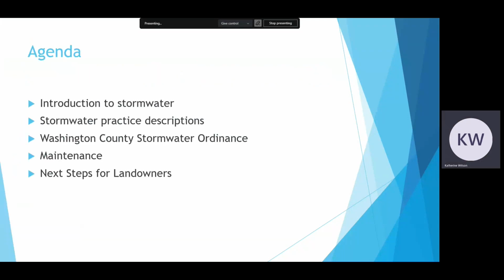Okay, so the agenda for this meeting is we're going to introduce what is stormwater, the basics and the background. Then we're going to describe what type of stormwater practices there are. We will get into what's driving this, Washington County Stormwater Ordinances. Then we will be discussing maintenance and examples and photos, and then next steps for landowners.